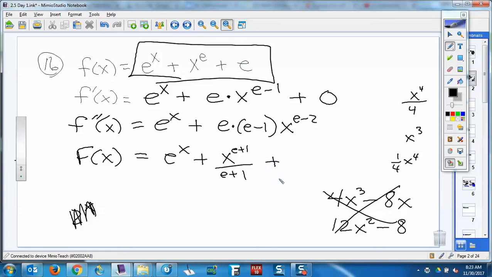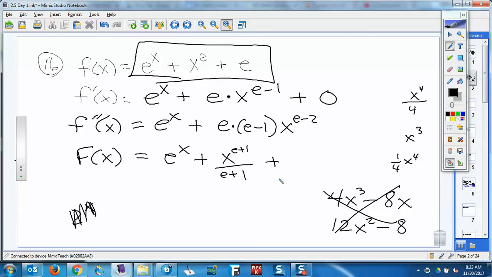Not e to the x, but I think of it this way. Again, e is just a number. What if this was a 7? What's the antiderivative of 7? 7x. We were just talking about that right down there. 8x, the derivative is 8. So the antiderivative of 8 has to be 8x, right?